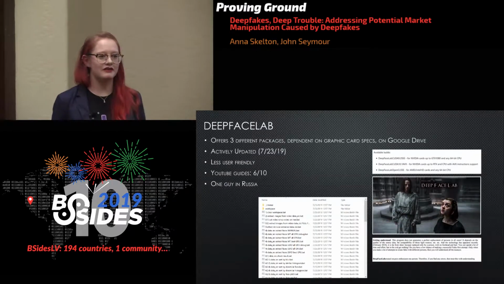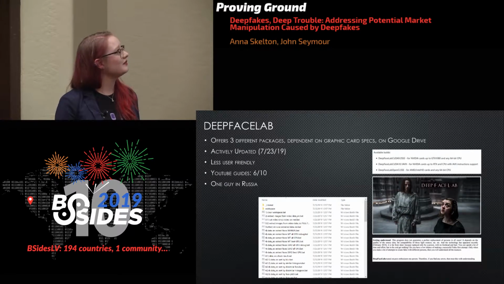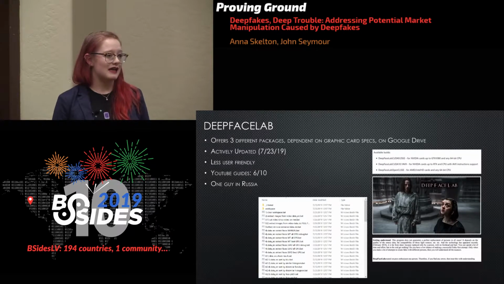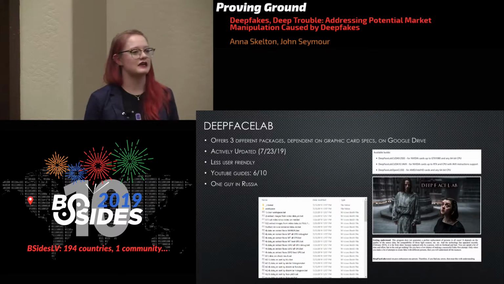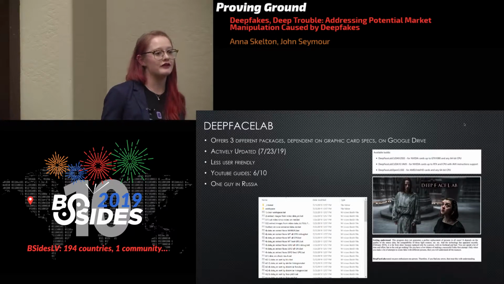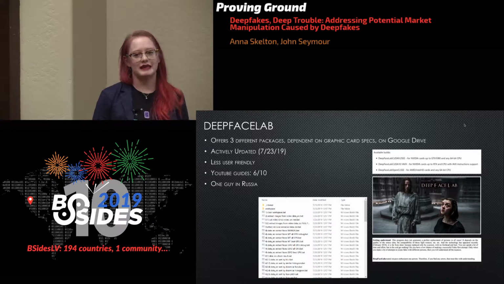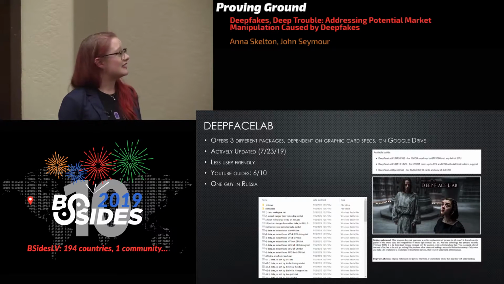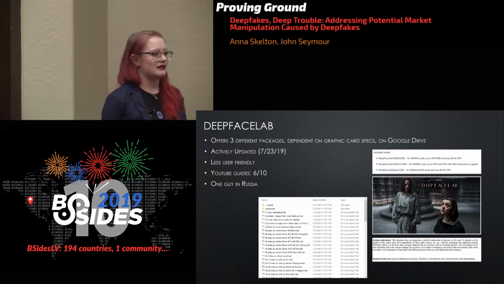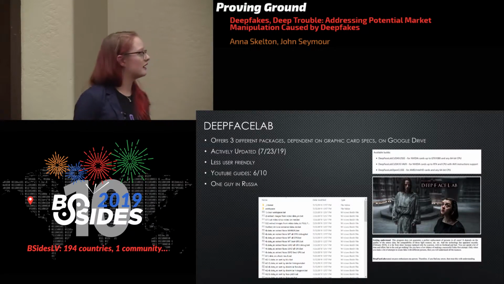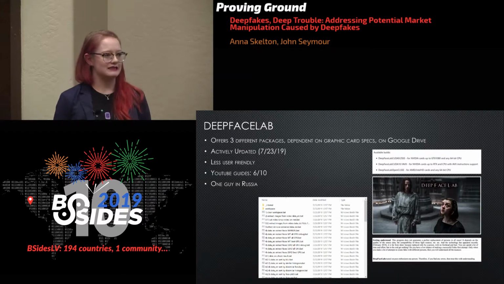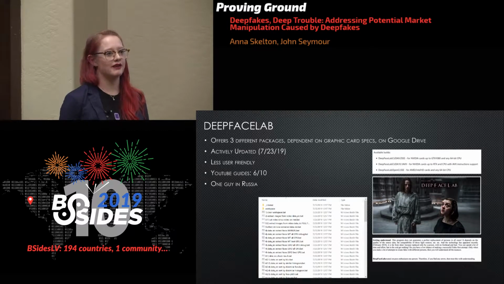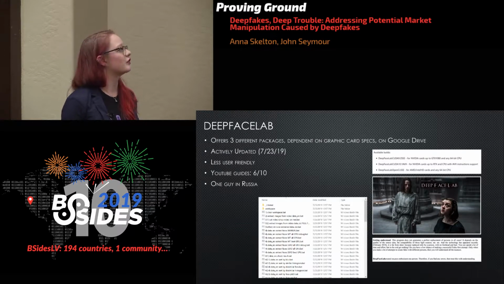So let's dive a little bit deeper into the two different types. There is DeepFaceLab, which offers three different packages that are available on Google Drive, and they're dependent on your CPU specs and your graphics card. It's actively updated. The most recent that I saw was July 23rd of this year. It is, however, less user-friendly, especially when compared to FakeApp. You're manually running the commands on your computer, and it takes a little bit more technical knowledge to go through this process.